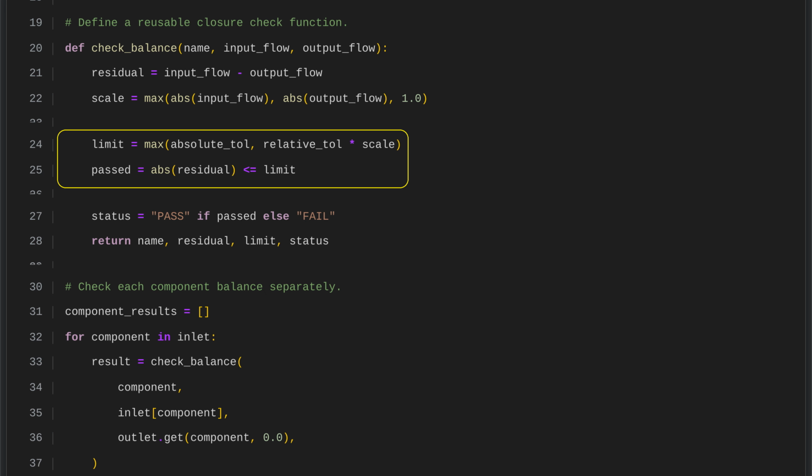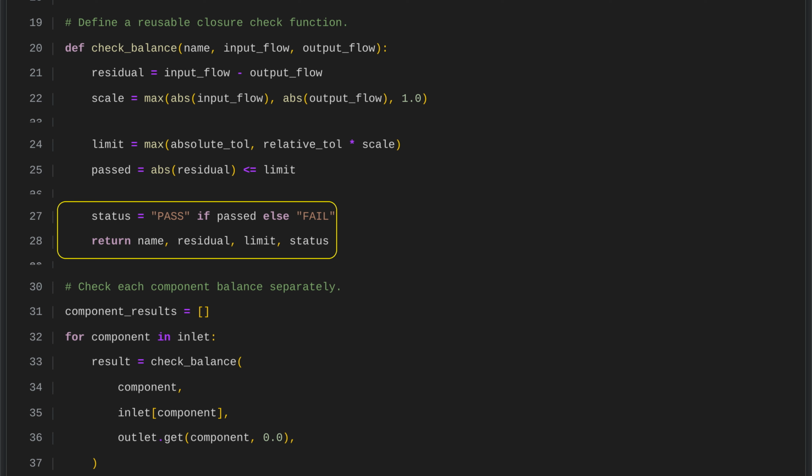The balance check sets an acceptable tolerance by using whichever is larger, the absolute tolerance or a relative tolerance scaled to the flow size. It then compares the residual's absolute value with that limit. If the residual is within the limit, the input and output flows are considered balanced within acceptable bounds. The function marks the balance check as pass if it meets the required condition, or fail if it does not meet the tolerance. It then returns the component name, residual value, tolerance limit, and final status as a compact summary of the result.